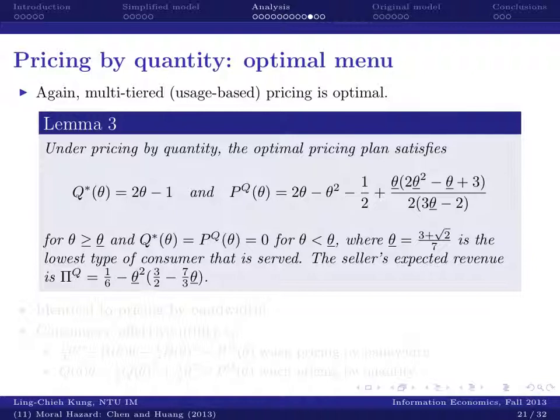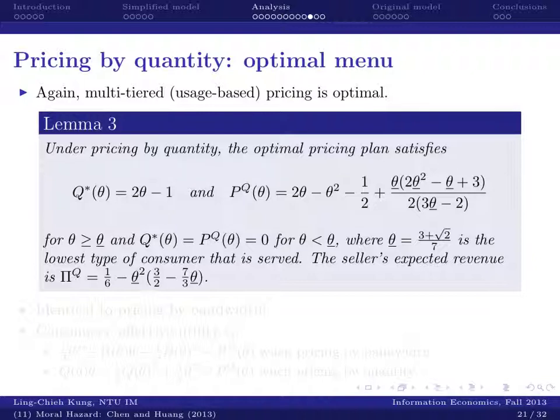As we mentioned, pricing by quantity is similar to pricing by bandwidth because the after-sales selection affects one part. They are different from pricing by minutes because in pricing by minutes, the after-sales selection affects two parts.